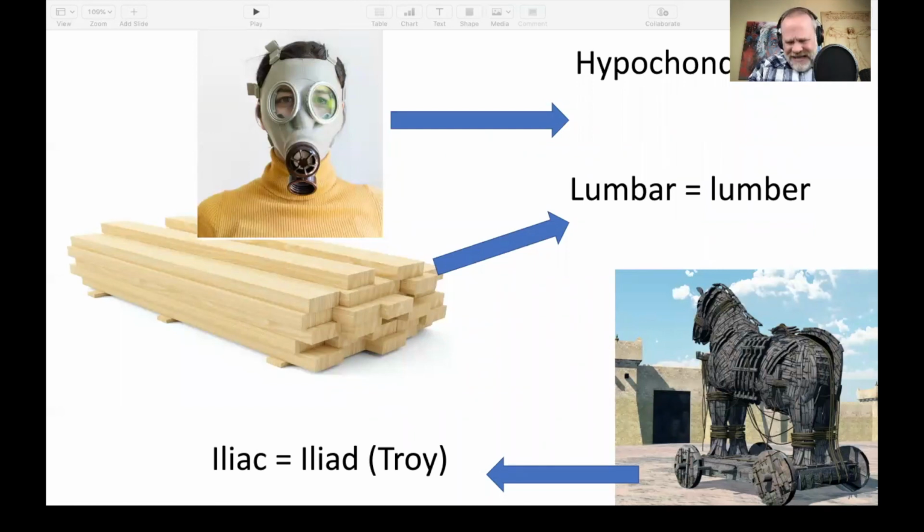And then when I see the word iliac, I think of the city of Troy, because in the story, the Iliad, it's that ancient story. The Iliad was about the city of Troy, where there was a Trojan horse. So when we think of iliac, we see that Trojan horse. Iliac reminds us of the Iliad. So you have a hypochondriac standing on lumbar in the city of Troy, the Iliad, iliac.